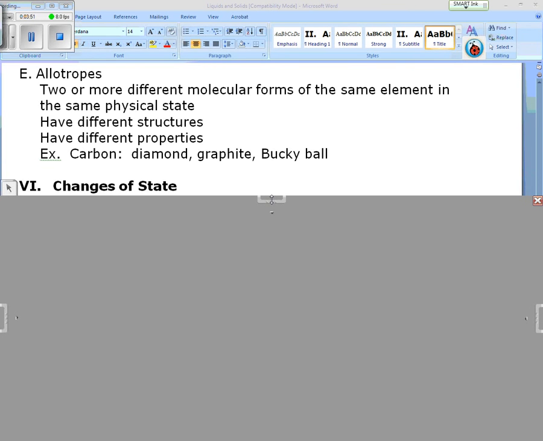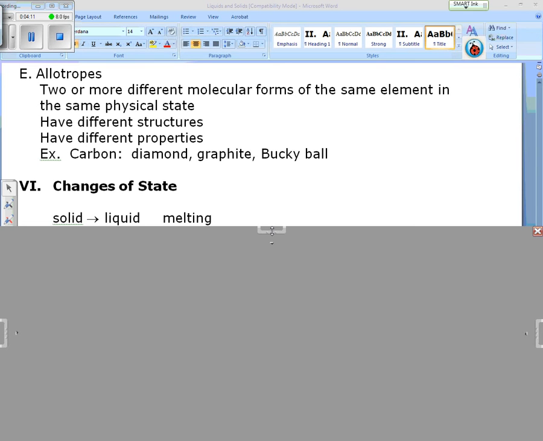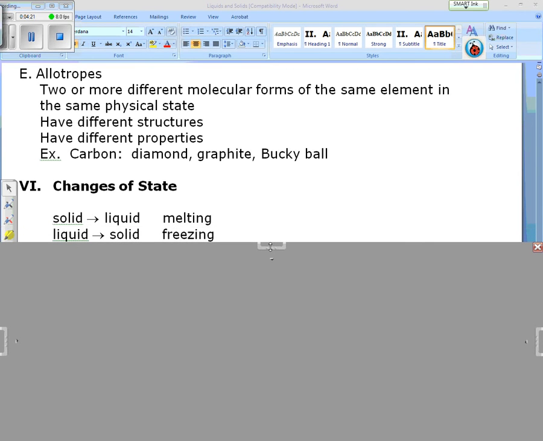Okay, now we're going to talk about changes of state. A lot of these you already know. The best advice I have for you is to think about water when I ask you these. So, going from a solid to a liquid, what is that called? Melting. Good. What about going from a liquid to a solid? Freezing. Okay, and you know it doesn't have to be cold to freeze. Just generally what we associate it with.